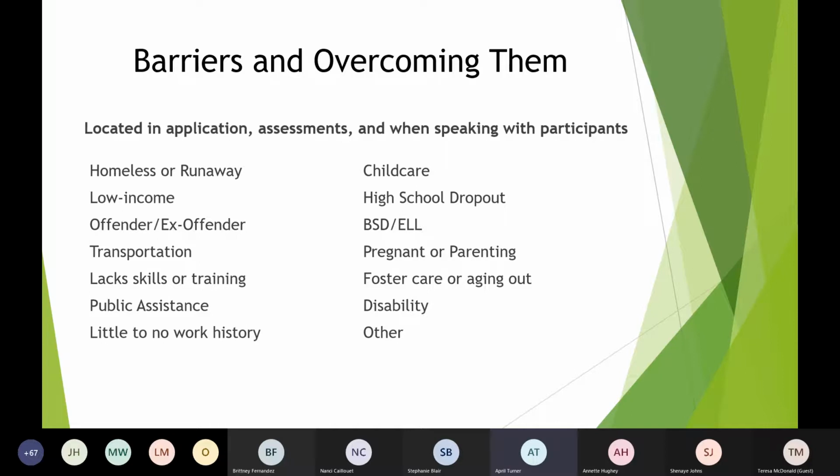And these can be listed in your ISS or your IEP and how you're going to overcome them, because people don't like to talk about their problems. And so just listening sometimes helps to see what they are in need of and how you can help them.